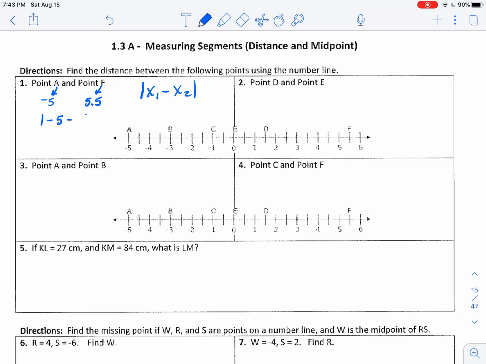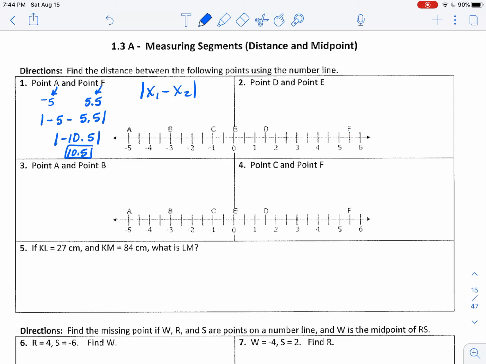So I take my -5 and my minus 5.5. When they have the same sign, you add them and you keep the sign. So that's going to make -10.5, and the absolute value of -10.5 is 10.5. And we can verify that by counting on the number line. So going from point A to point F, if we start at A and we move to the right, so that's 1, 2, 3, 4, 5, 6, 7, 8, 9, 10 and a half. And that's what we got.